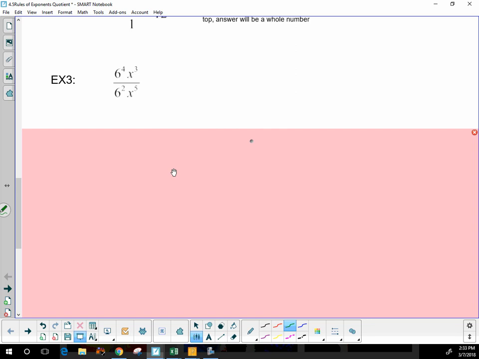Now, don't busy yourself writing 6 to the 4th and multiplying that out, and 6 squared and multiplying that out. Let's do some cleanup work here first, because 6 squared is 36, and 6 to the 4th is 36 times 36, and that's a lot of work. And then you're just going to have to reduce this as a fraction anyway. So let's take the shortcut. Well, as far as shortcuts are concerned, I'm still making you write it out, which isn't much of a shortcut.